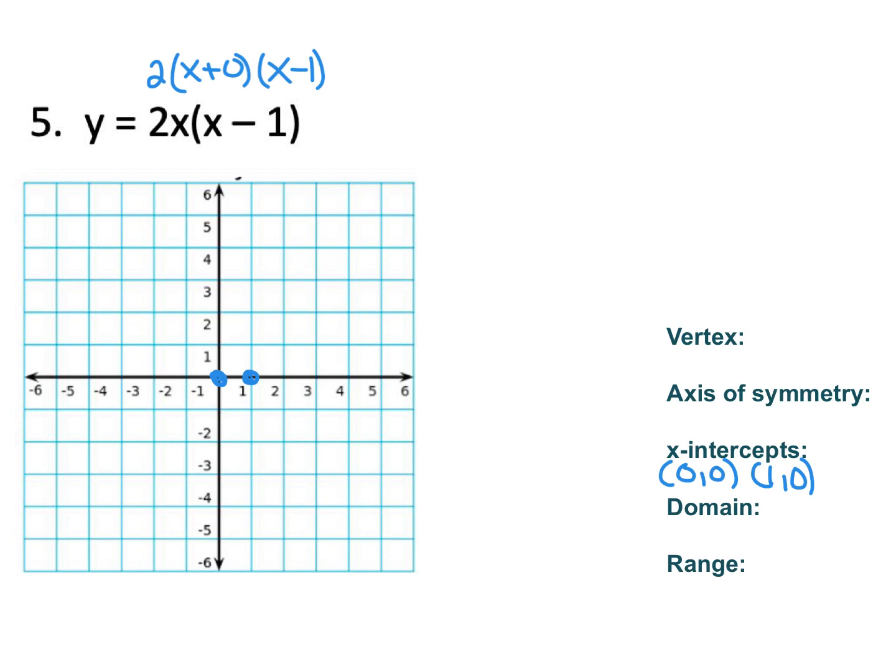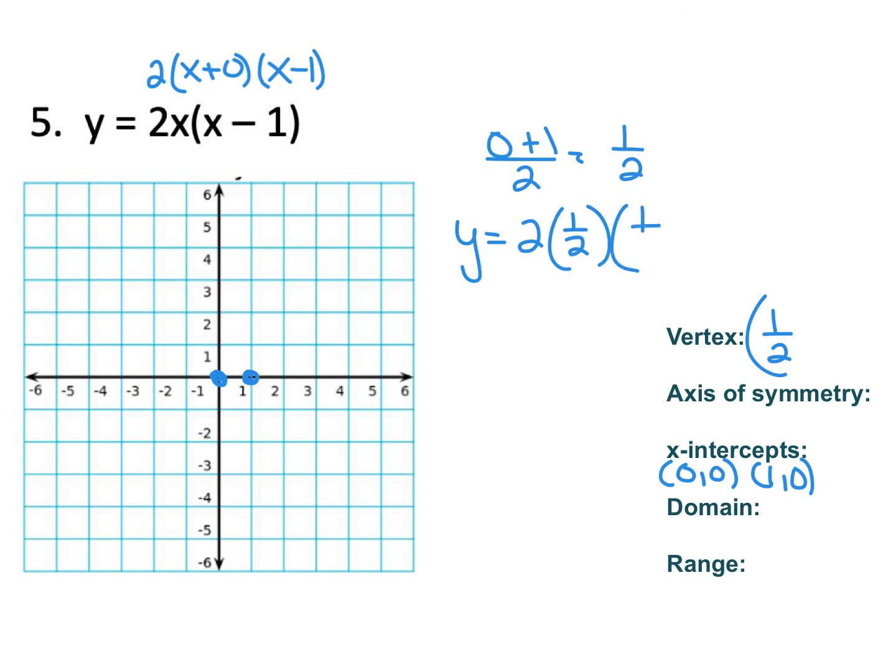Let's find my vertex. It's going to be halfway between those two. So if I add 0 plus 1, chop it in half, it's going to occur at 1/2 comma something. So I'm going to plug 1/2 into my function to find what that something is. And I get -1/2. So (1/2, -1/2) is right here. And I already said my parabola is going to open upward, so my parabola looks like this.